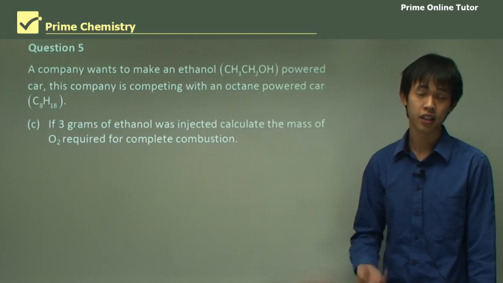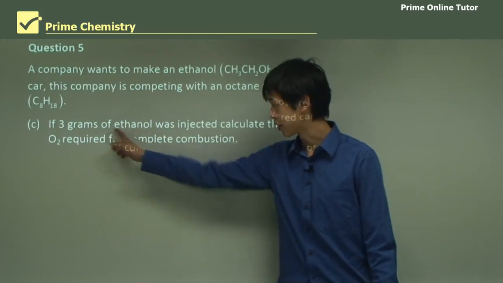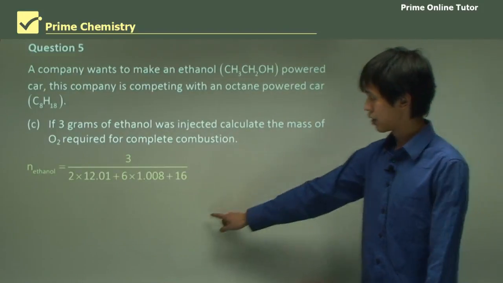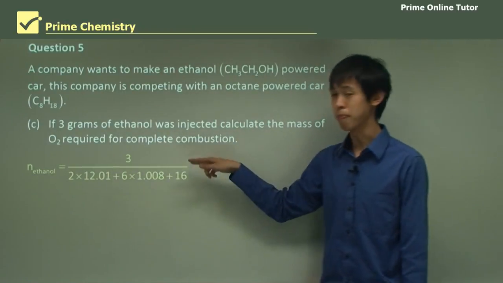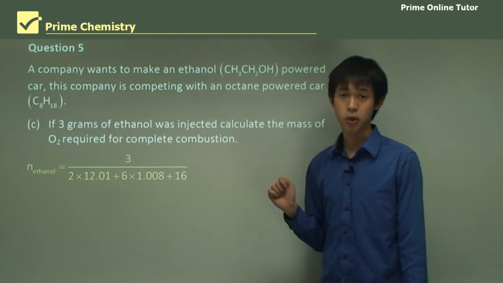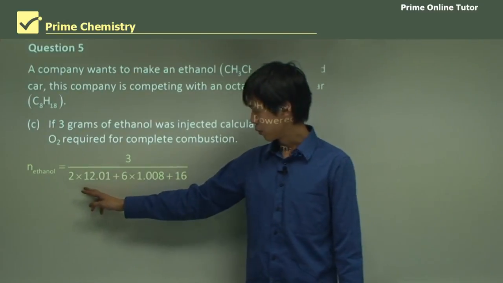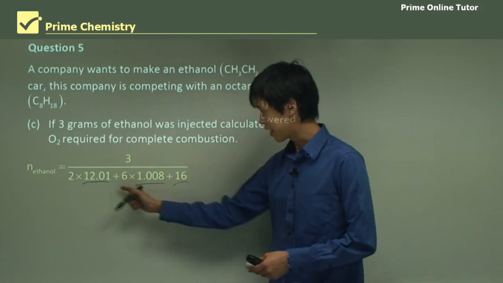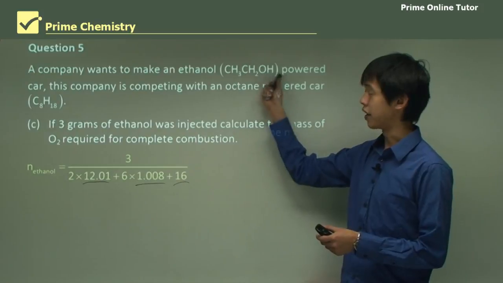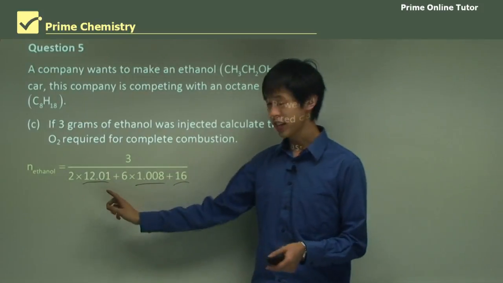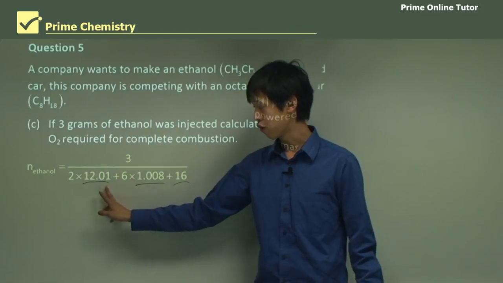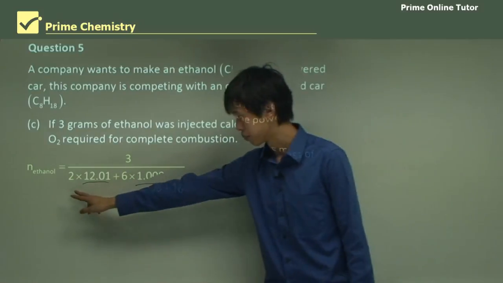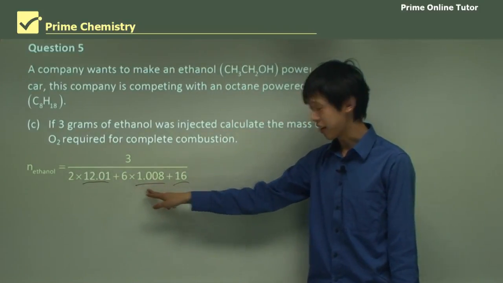Next we calculate the number of moles of ethanol, because we know how many grams of ethanol we have. So here's our equation. The number of moles of ethanol is equal to the mass of the ethanol divided by the molar mass. Remember, we look up these numbers from the periodic table, and these multiples we learn from the formula. The molar mass of a single carbon atom is 12.01, and there are 2 of them, so we multiply by 2. This is the molar mass of hydrogen.